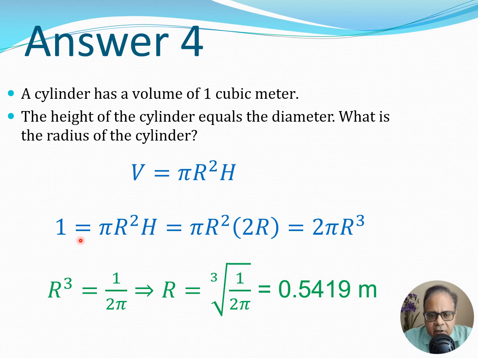So I very quickly have a simple equation, that is 1 equals 2 pi r cube, and so radius cube is going to be 1 by 2 pi, and therefore r is the cube root of 1 by 2 pi. You can calculate this in a calculator and you can get 0.5419. You can also do this on your phone.